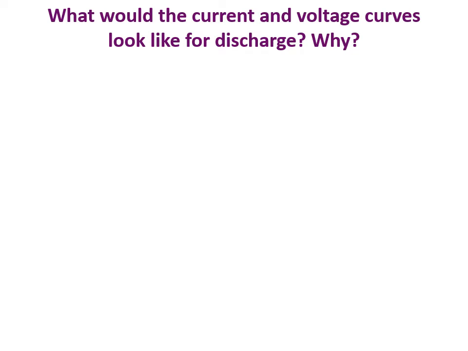What would the current and voltage curves look like for discharging, and why? Think about the situation for the charging circuit and how it would be opposite for the discharging circuit. You can pause this video and think about the current. If you look at the circuit diagram, now the capacitor is disconnected from the battery and the switch is open to discharge the capacitor. What would happen to the voltage? Will it decrease? What would happen to the current? Will it decrease or increase? Pause this video and think about your conclusion.